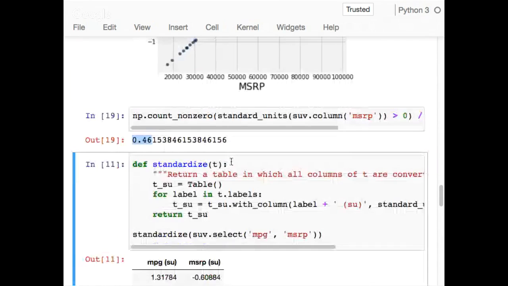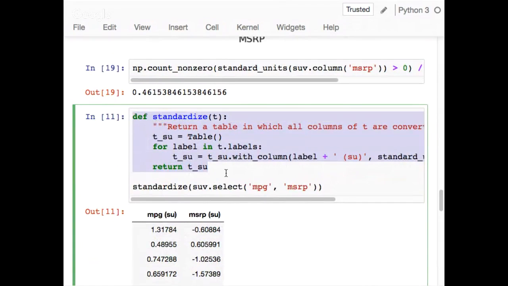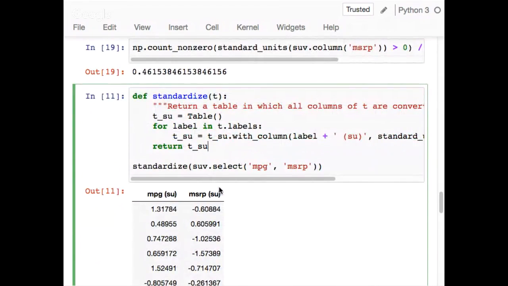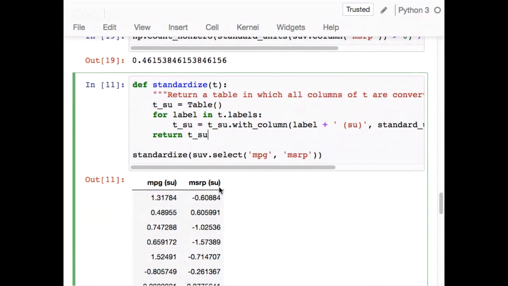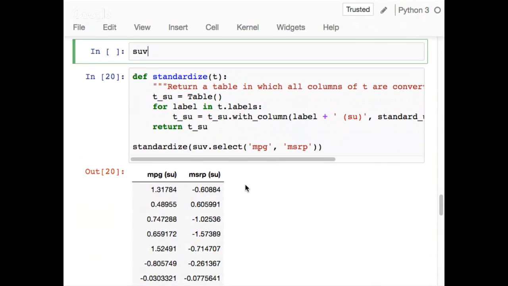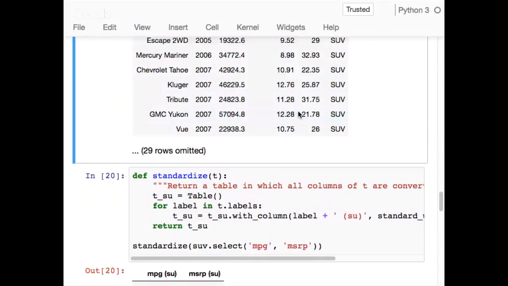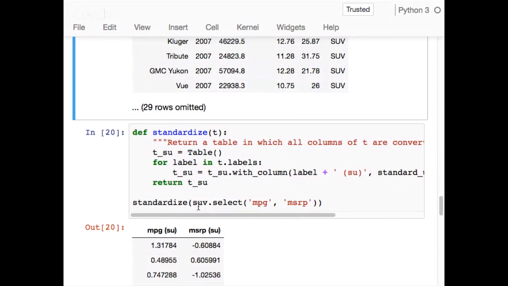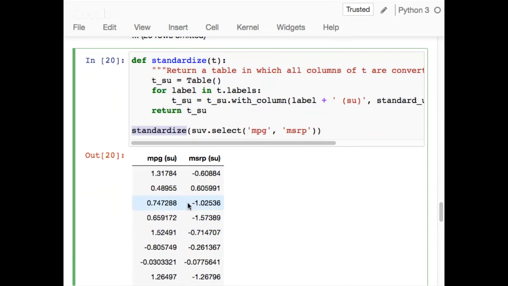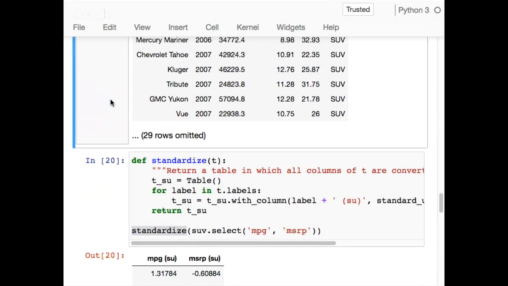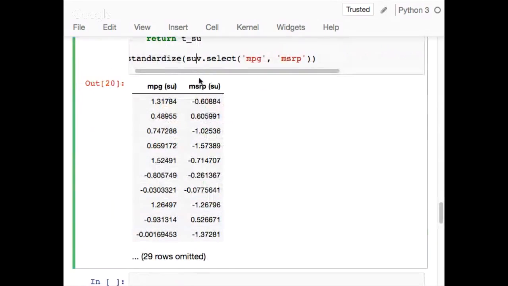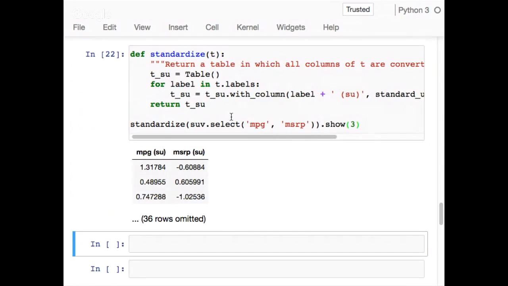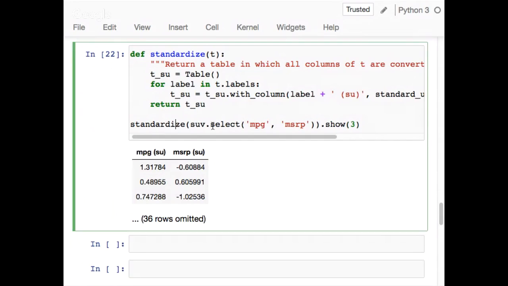I have here a function that you can look over in your own time. You should be able to write this yourself. But what I'm doing here is writing a function that, if I pass in a table, will convert all the columns to standard units. So if I have my SUV table, I want to convert both miles per gallon and MSRP to standard units. What I'm going to do is select them out, pass them into my function, and now I have both miles per gallon and MSRP in standard units. So here they are in standard units. Let me make that a little smaller. OK, so there it is. And now I can plot them on a scatter plot, as I did before. OK, so let me take that.